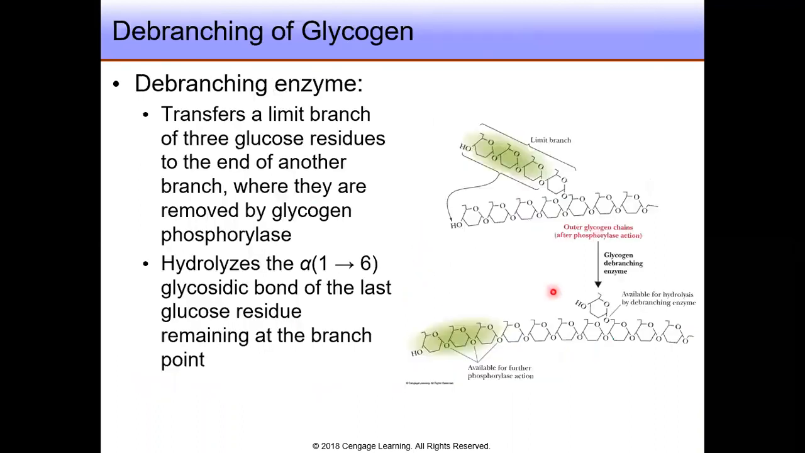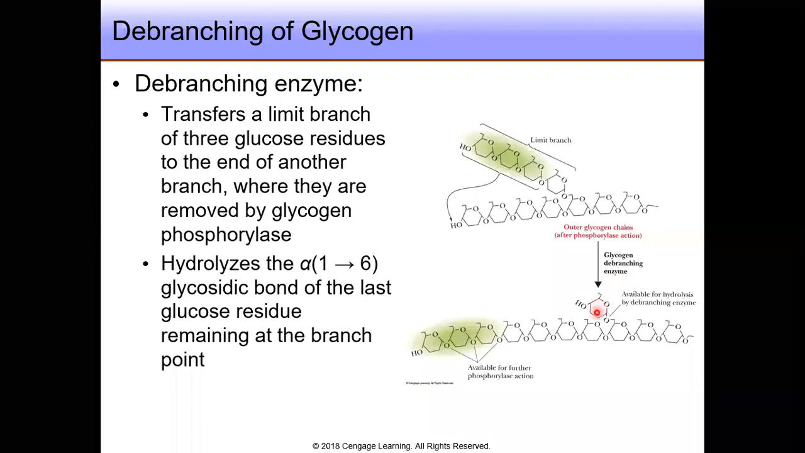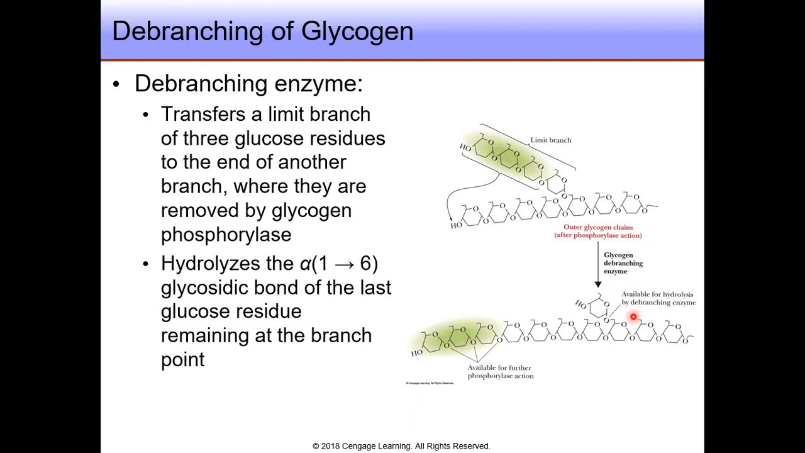Now, the debranching enzyme involves the transfer of a limited branch of 3 glucose residues, as you can see here, to the end of another branch, where they are removed later by glycogen phosphorylase. Then the same debranching enzyme hydrolyzes the alpha-1,6 glycosidic bond of the last glucose residue remaining at the branch point.